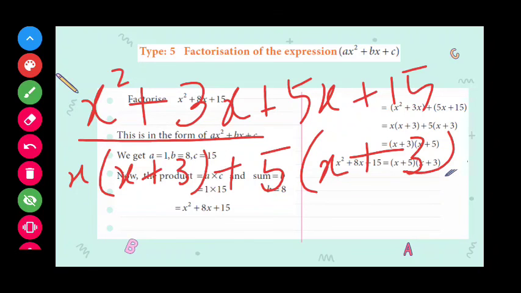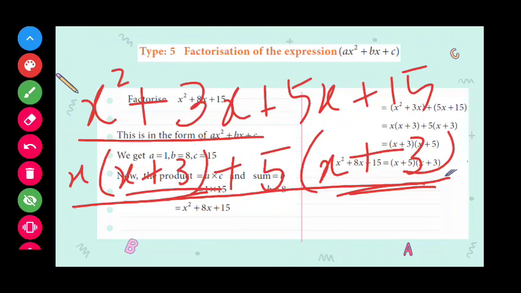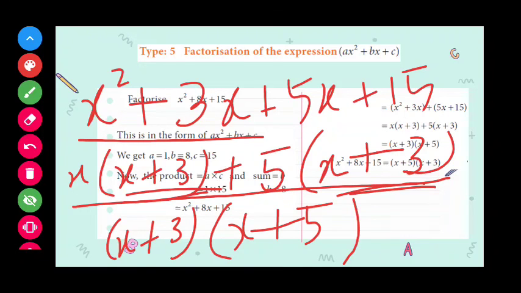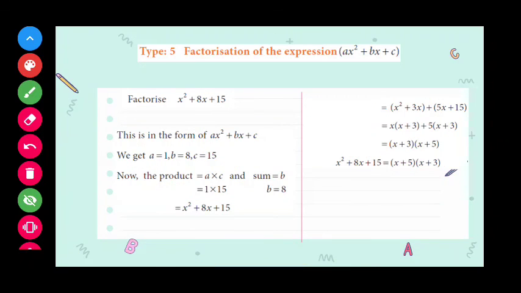Now you can see that x plus 3 is the common term in both. We keep x plus 3 as it is and take x plus 3 out, and the remaining terms are x plus 5. So x plus 3 and x plus 5 are the factors of the given expression. You can see the steps here. I'm going to leave the screen up for around 5 seconds, so you can pause and take a screenshot of this page, or write it down in a simpler format.